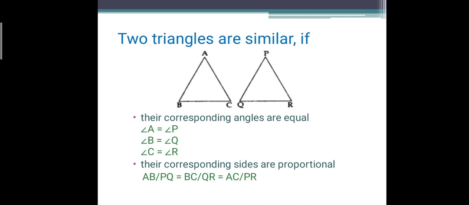Two triangles are similar if their corresponding angles are equal and their corresponding sides are proportional. For example, here triangle ABC and triangle PQR are similar as their corresponding angles are equal. That is, angle A equals angle P, angle B equals angle Q, angle C equals angle R, and their corresponding sides are proportional. That is, AB upon PQ equals BC upon QR equals AC upon PR.